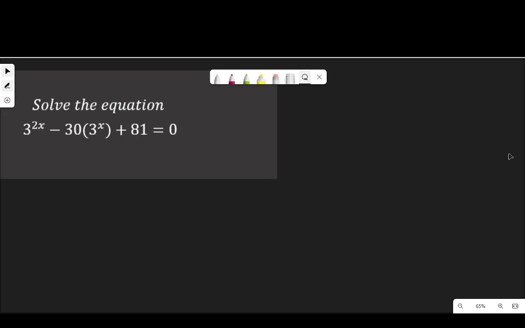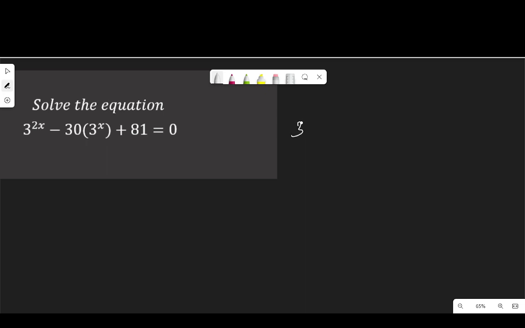Hello viewers, in this video we are going to solve this exponential equation: 3 to the power of 2x minus 30 times 3 to the power of x plus 81 equal to 0. Exponential equations like this must be reduced to a quadratic equation before we can solve them. But let's get into it right away.